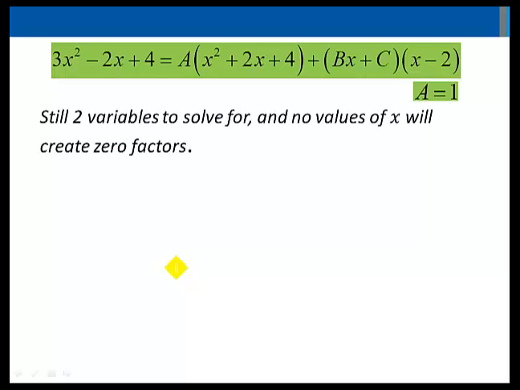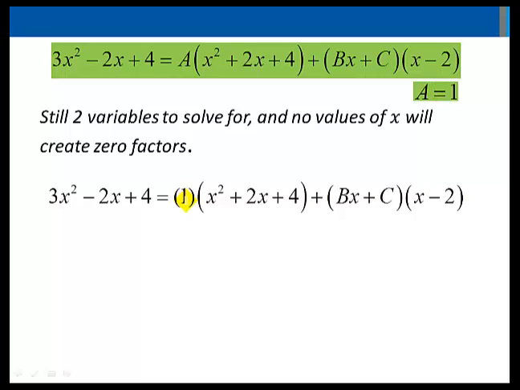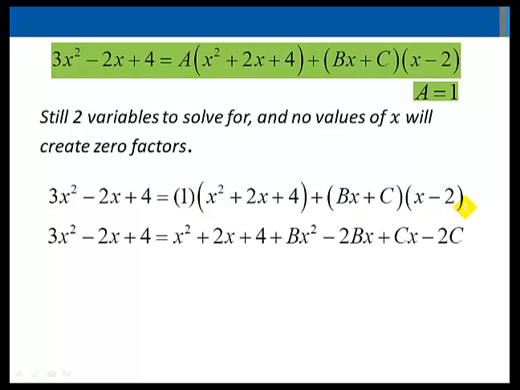Note that there are no values of x which will zero out factors here, so we will use a different technique to solve for b and c. I will actually plug in the value of 1 for a. Then I will expand the right-hand side of this equation so that I have 3x squared minus 2x plus 4 equals x squared plus 2x plus 4 plus bx squared minus 2bx plus cx minus 2c.